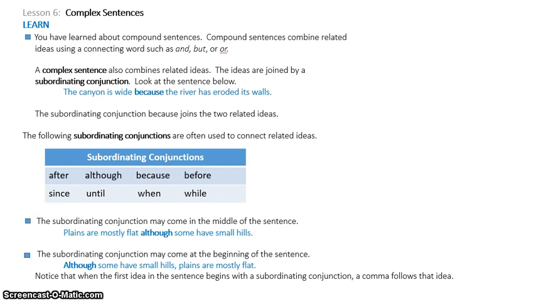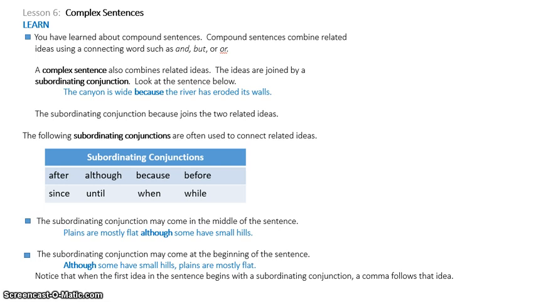So let's take a look and see what complex sentences are. It says you have learned about compound sentences. Compound sentences combine related ideas using a connecting word such as and, but, or. A complex sentence also combines related ideas. The ideas are joined by a subordinating conjunction. Look at the sentence below. The canyon is wide because the river has eroded its walls.